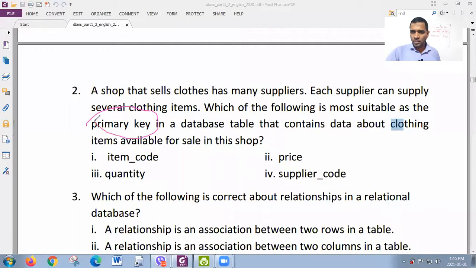Primary key, and we are in clothing items. So now take an imagination, that may be the best way to answer. In the clothing item table, what could be the primary key? But remember, they mentioned one thing: one supplier can supply several items. That is also important for answering here. So tell me, what is the answer for this question?